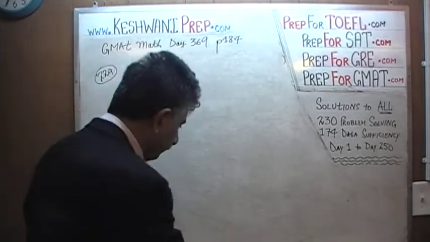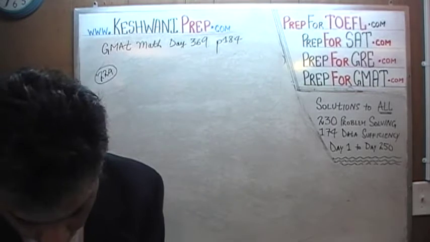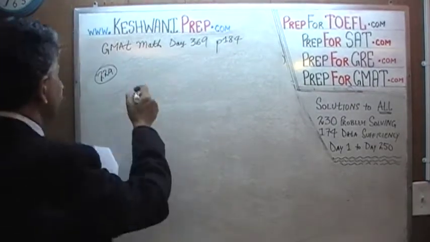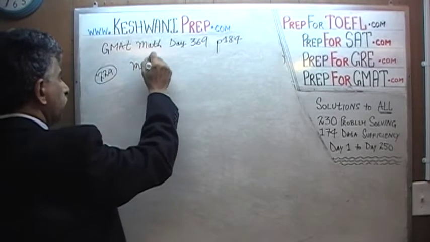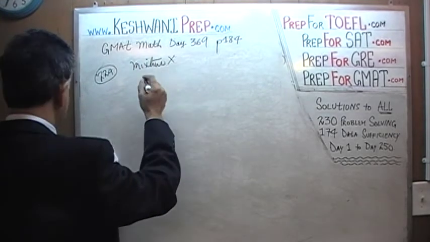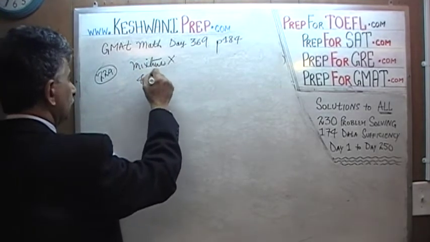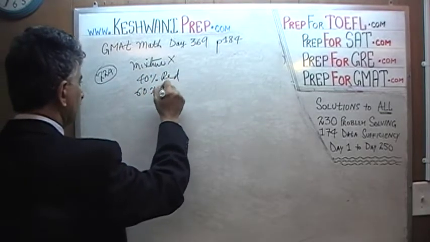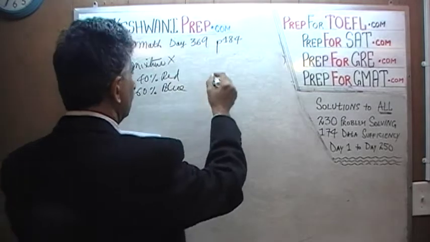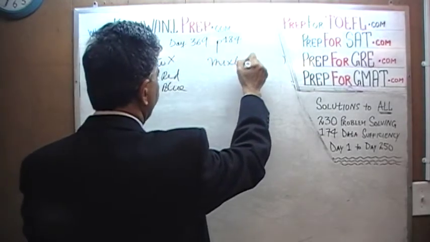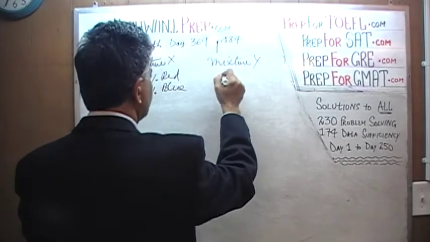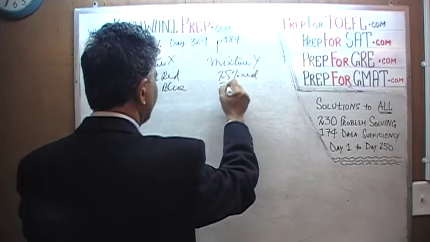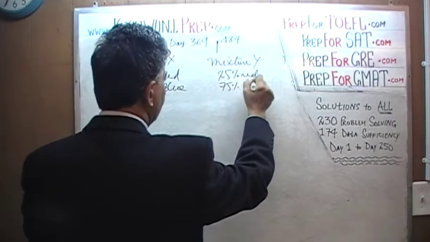In 224, we have a mixture. We have a seed mixture. We have a mixture X, which we are told is 40% red and 60% blue. And then we have a mixture Y, which we are told is 25% red and 75% blue.